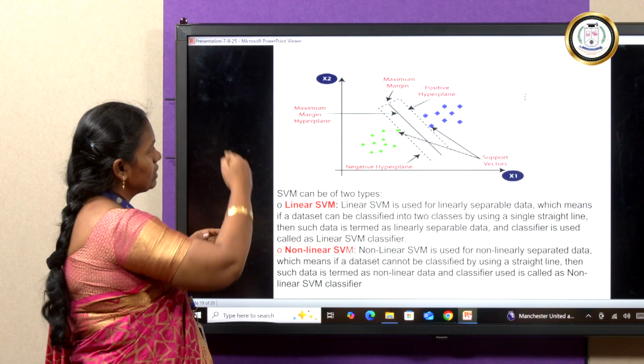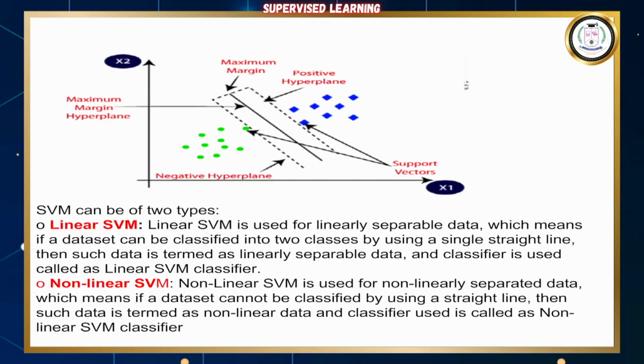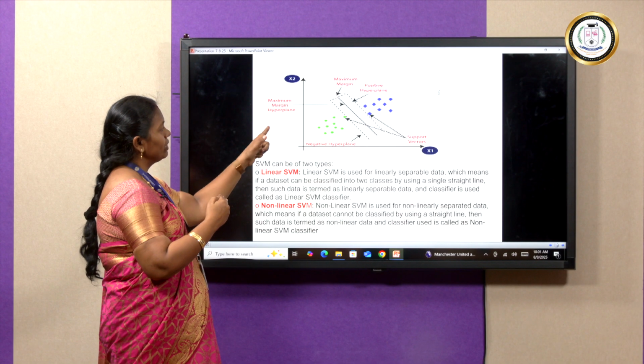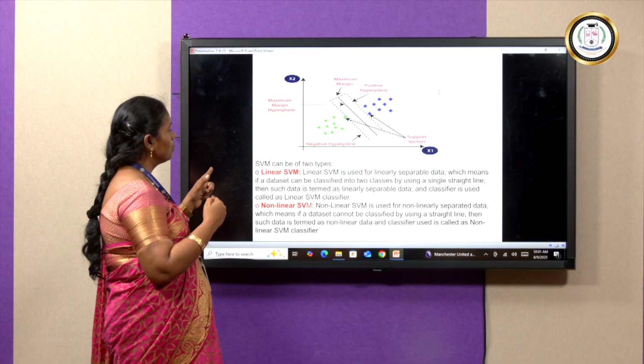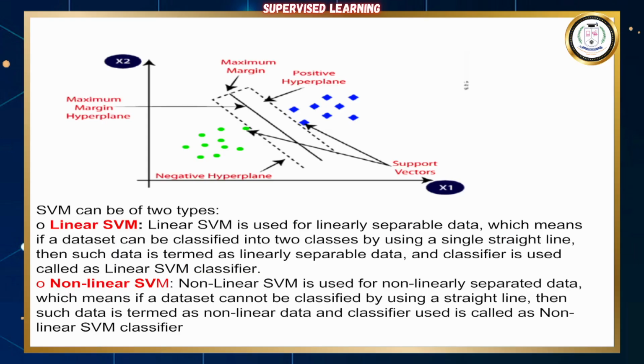This solid line is my maximum margin. Above this line is the positive hyperplane, and if a predicted value is below this straight line, it comes under the negative hyperplane. By this we can classify the data using the support vector machine. We can mostly get very accurate results, so most research is going on using this SVM classification.